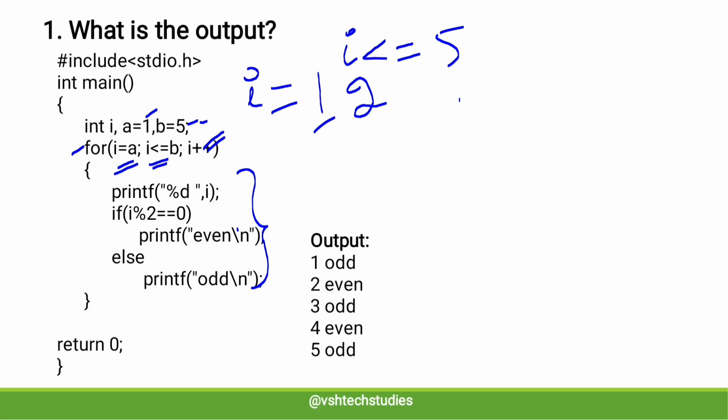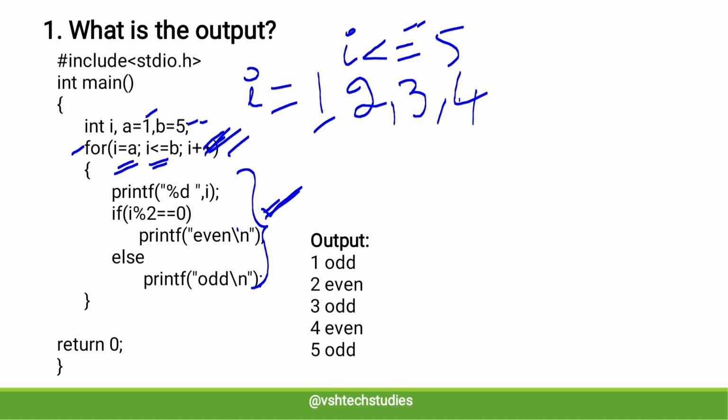Is 2 less than or equal to 5? Again executed. Then I is incremented. It is made 3. So 3 less than or equal to 5, okay, true. So the loop body gets executed. Then I is incremented. So it is made 4. Is 4 less than or equal to 5? Yes, again the loop body gets executed.